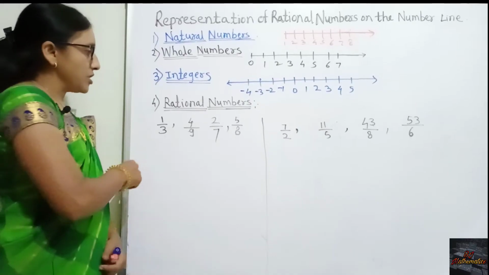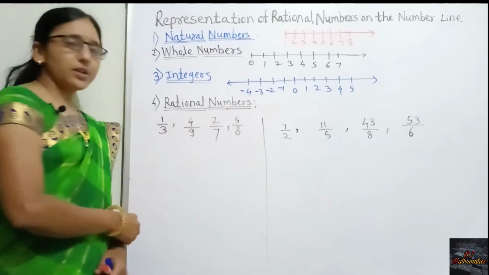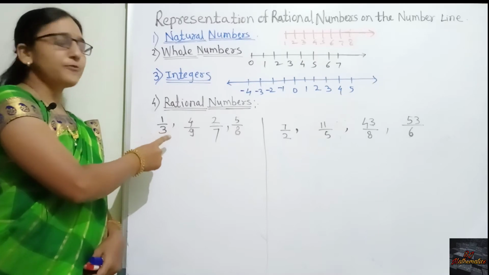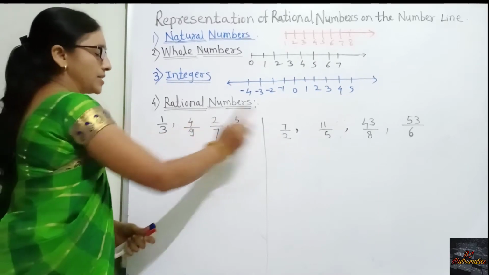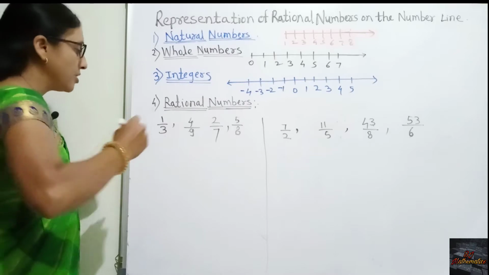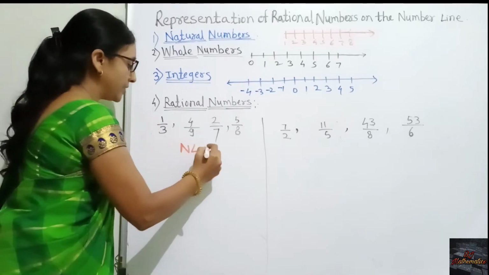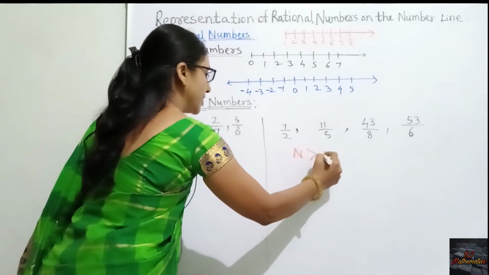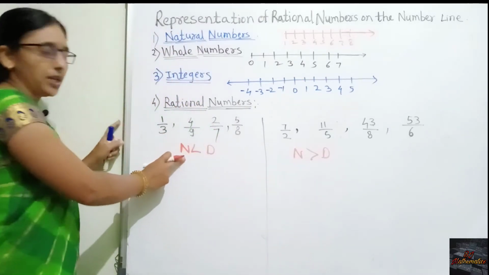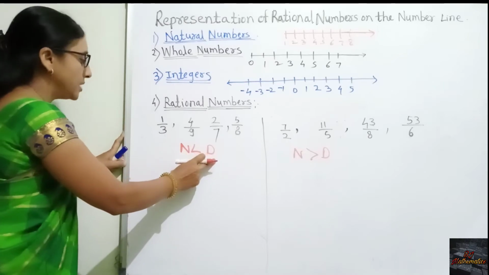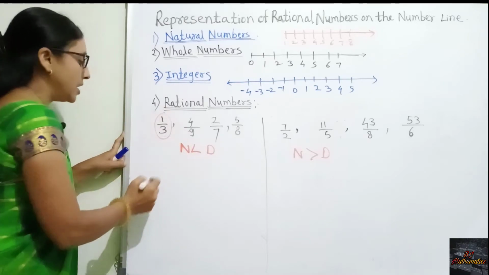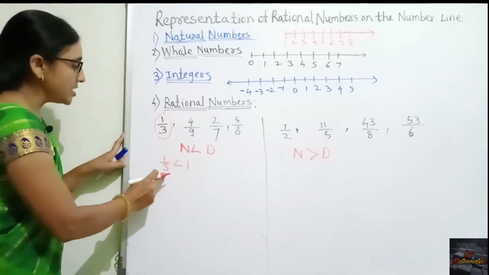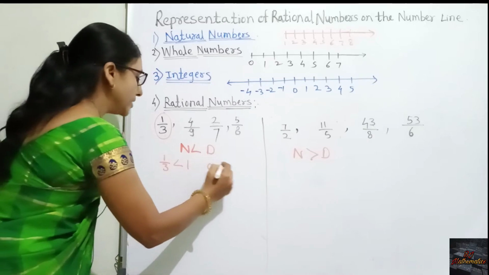To represent a rational number on the number line, determine first in between which integers the given fraction lies. There are two cases. Case number 1, when numerator is less than denominator, and case number 2, when numerator is greater than denominator. When numerator is less than denominator, then the fraction is less than 1 and it is in between 0 and 1.